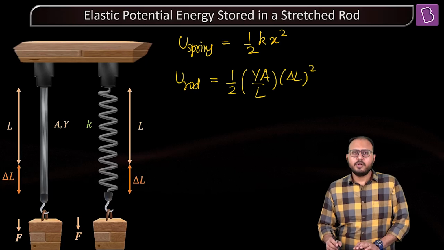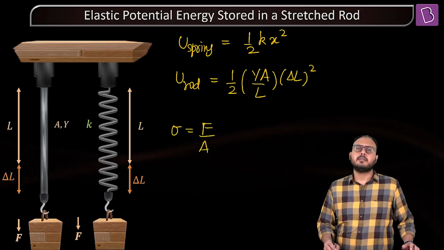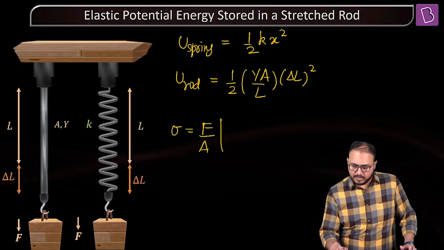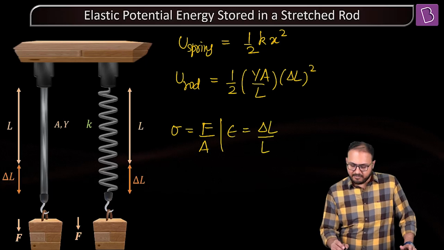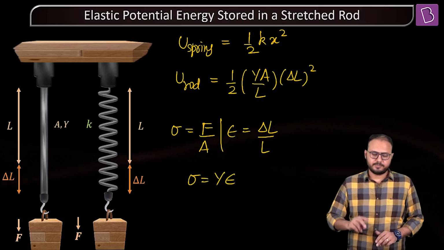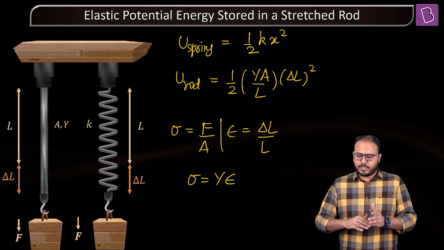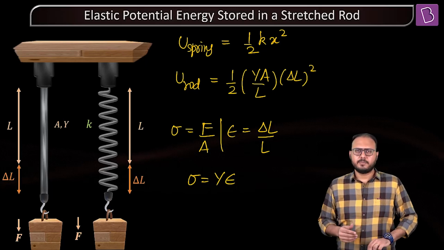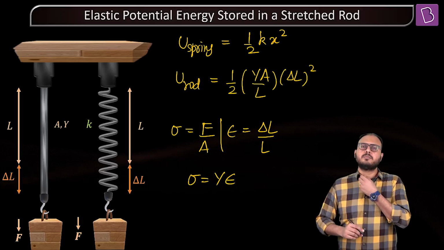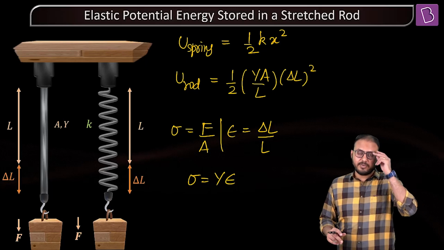Right? And what all do we know? We know very simple things. We know sigma is equal to force upon area. We also know that epsilon is equal to delta L by L. And we know that sigma is equal to Young's modulus times epsilon. Can you shorten it for me? Can you simplify, put the values and tell me what answer we get?